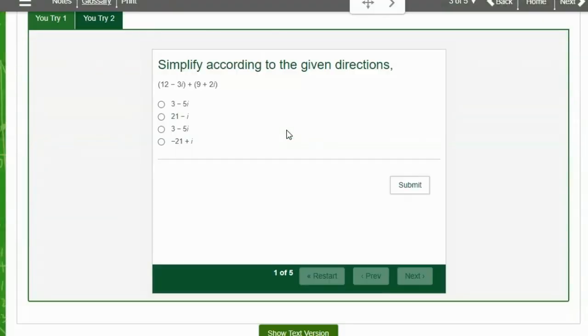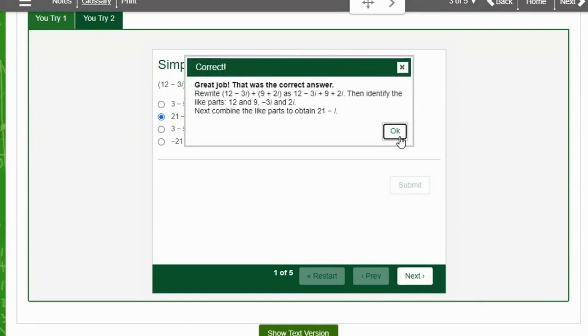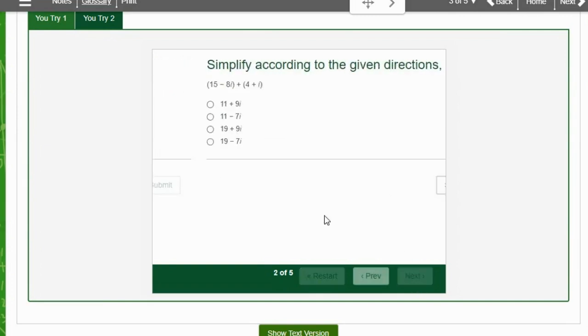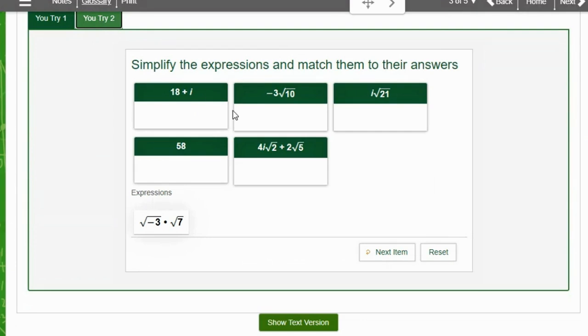Simplify this. 12 plus 9, well, that's going to be 21. Negative 3i plus 2i is going to be negative i. You just combine the real parts and combine the imaginary parts. There's 5 of those. Here's another set of problems.